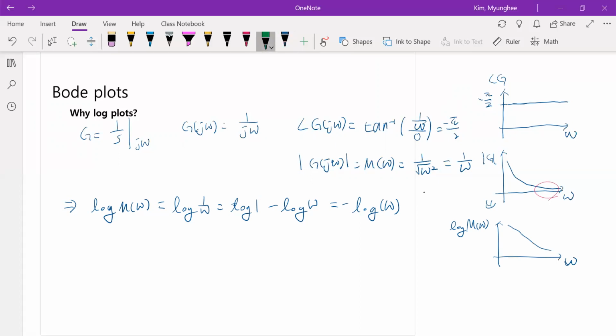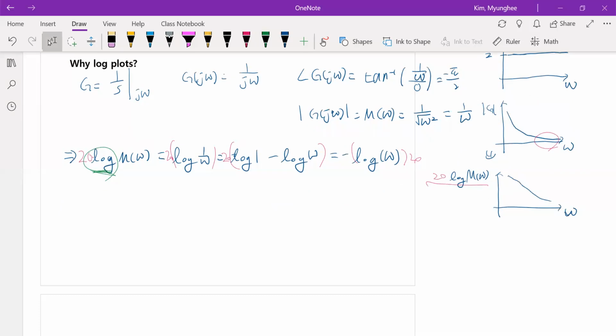So that's why you are looking at the log system instead of looking at the pure magnitude. And even further, typically there's something called decibel, which is log magnitude times 20. So we also multiply 20 to these systems, just like multiplying the 20 to a log magnitude. And actually this makes it much easier for us to draw the log magnitude plot as well.